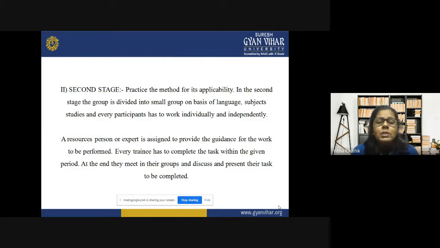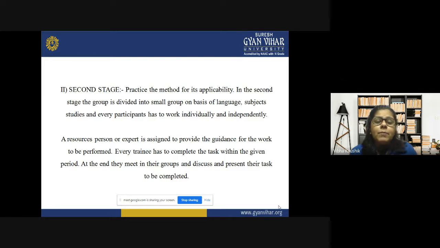A resource person or expert is assigned to provide guidance for the work to be performed. What is the role of the resource person or expert invited for that particular workshop? They will give some guidelines and guide the participants for the particular work that has to be performed. Every trainee has to complete the task. Every trainee that has participated in the workshop has to complete the task given to them within the given period, meaning within the duration that is allocated to them for doing that particular task.